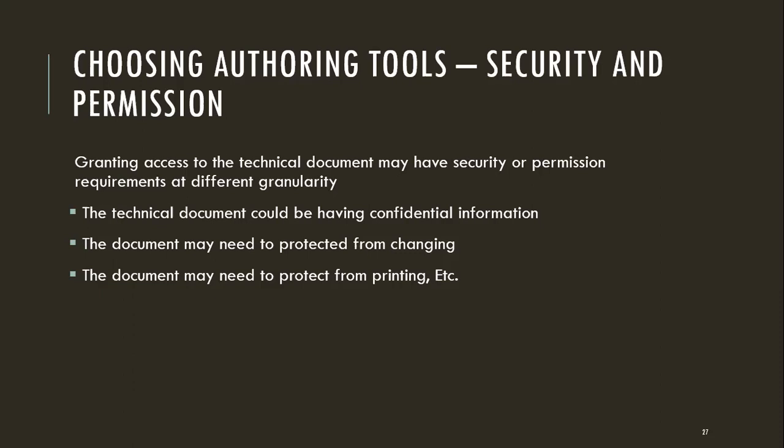The document may need to be protected from changing. Now if you take Google Docs as the authoring tool, you can sometimes give author access, sometimes give read access, and so on. So some protective measures may have to be taken to avoid other people from changing the document or the authoring tool. The document may need to be protected from printing. Sometimes printing may have to be restricted.